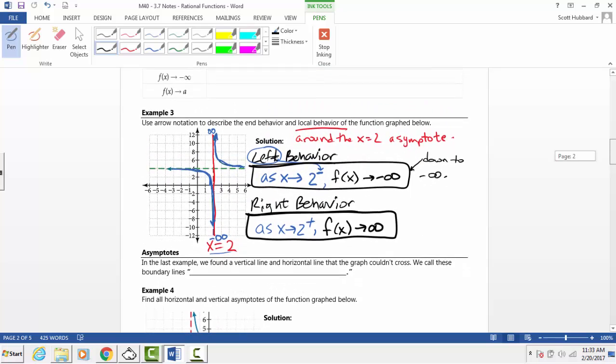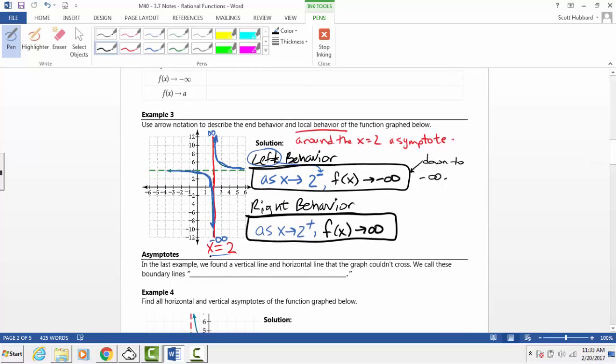So that boundary line, x equals 2, those are called asymptotes. The vertical one is a vertical asymptote, and it also has a horizontal one right here, which we'll also take a look at. Anyways, those in general are called asymptotes, vertical or horizontal.